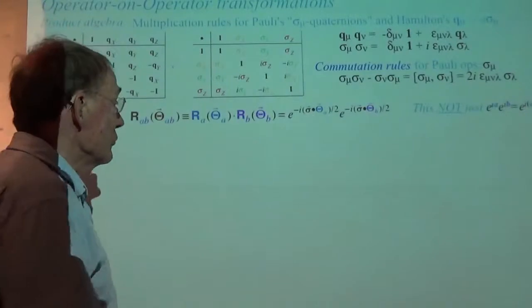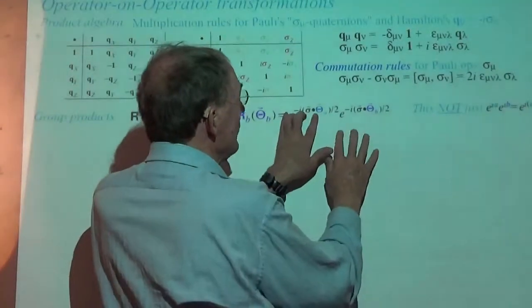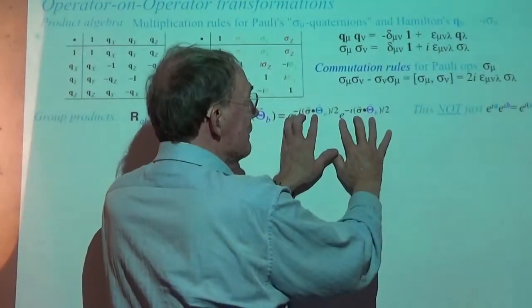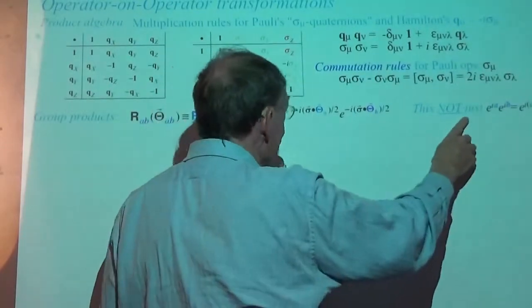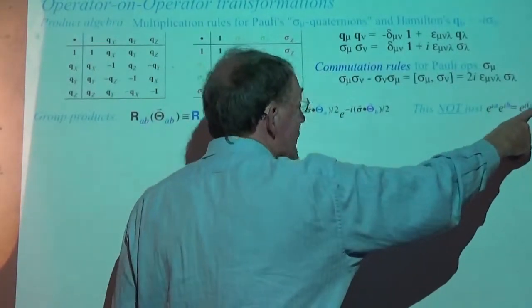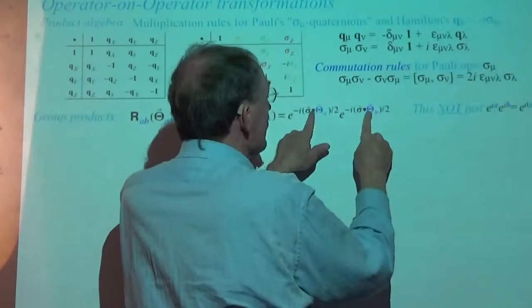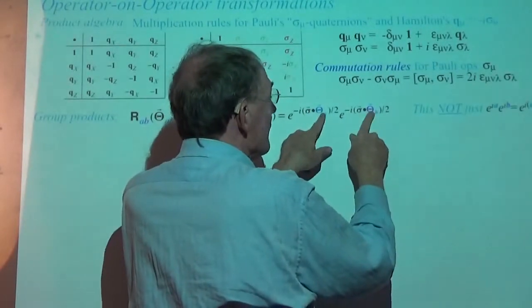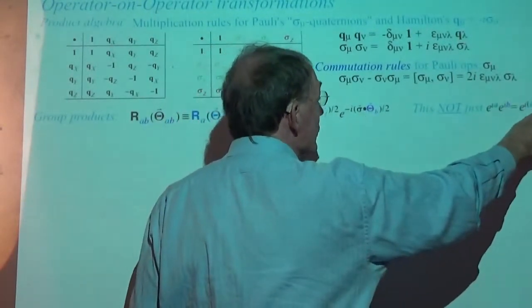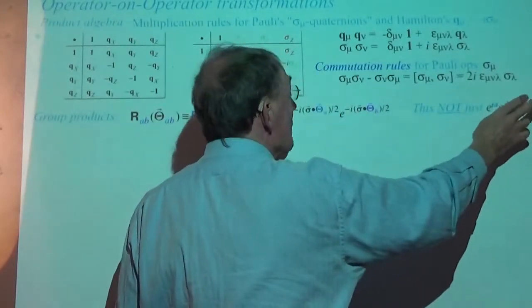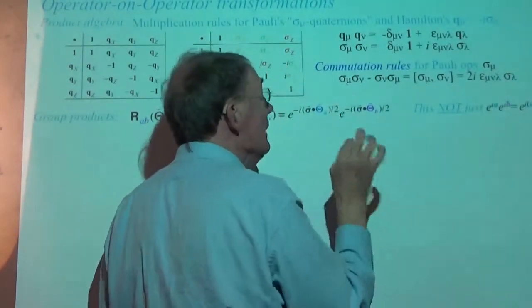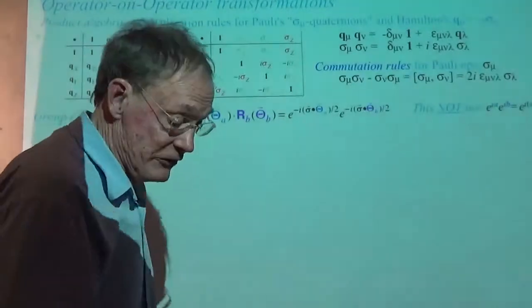Now, the idea is, what is the product of this crazy thing with this crazy thing? And it is not just an adding of exponents. These things do not commute, whereas complex numbers do commute. So I can do that with complex numbers. I can't do it here, except in a very special case that I'll show at the end.